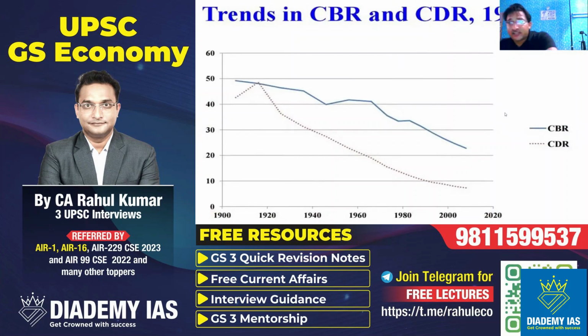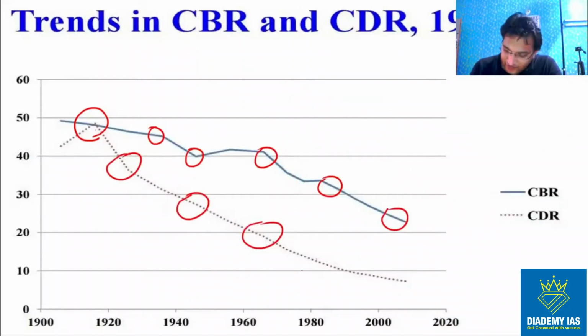Trends in the crude birth rate and crude death rate. So we can see here both birth rate and death rate were very high between 1900 and 1920. ठीक है? Then this birth rate started falling, and the death rate fell very rapidly.